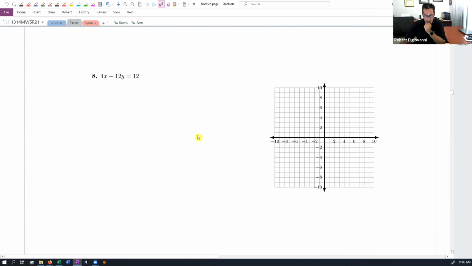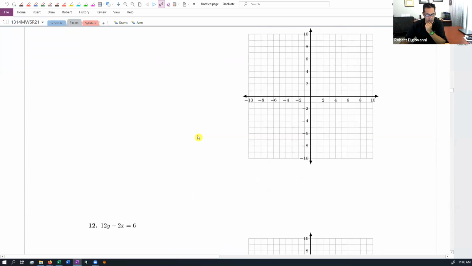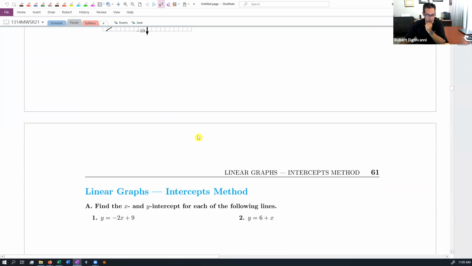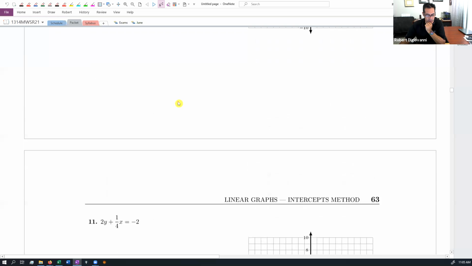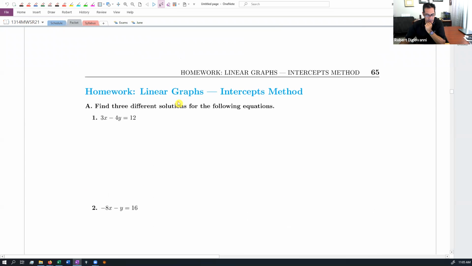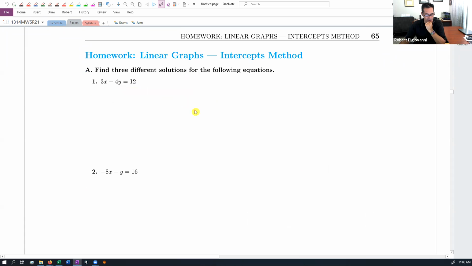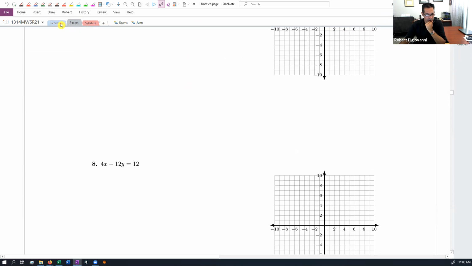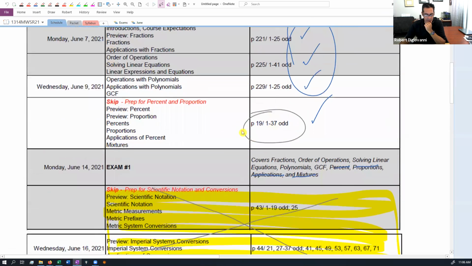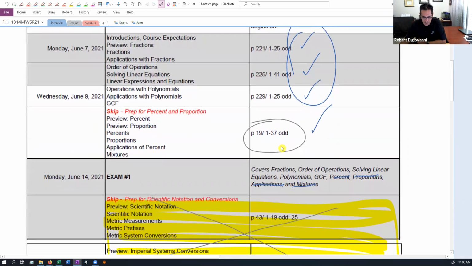Okay, well, that's an issue because we covered this last time, right? The intercept method, which starts right here on page 61. And then we finish it, and then we should be doing the homework for this right here, intercept method, which starts on 65. That's a problem. So this is a typo. Remember I told you someone else made up this packet, and then they create all the homework sets, and they should match up. This was wrong.